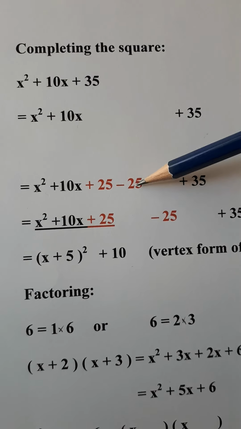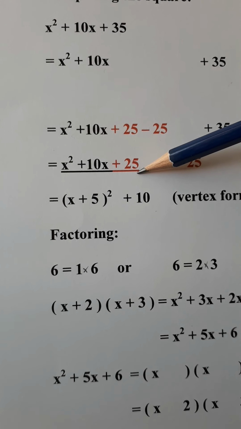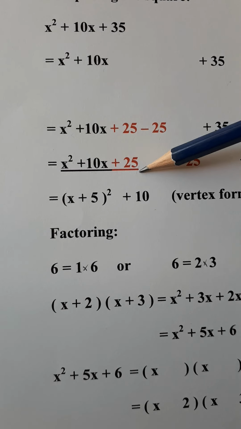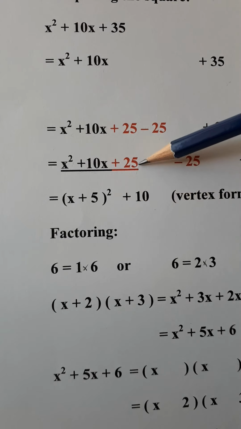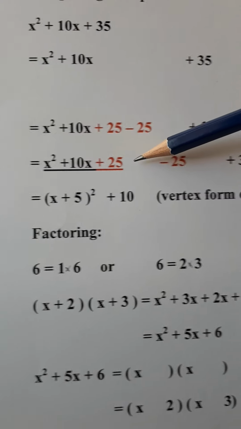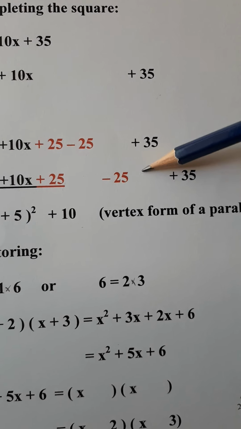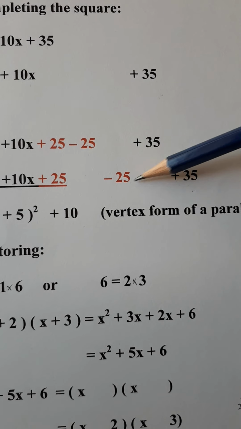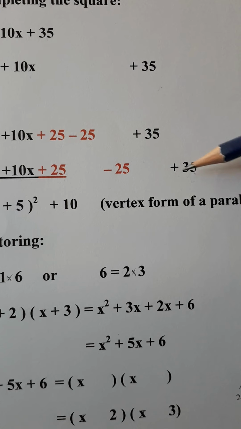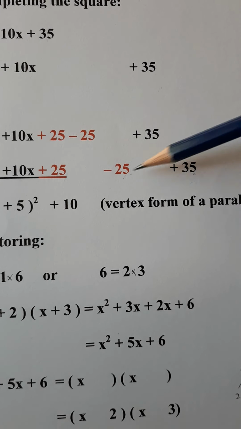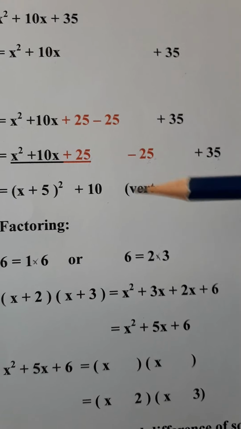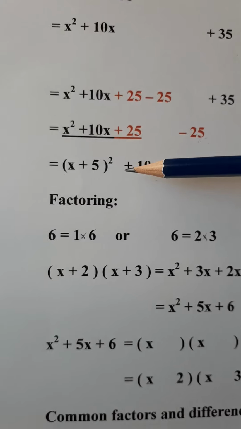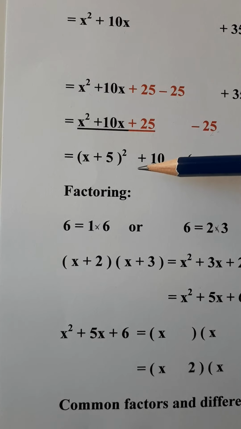Now at this moment we know that this is a perfect square. We can replace this underlined section by x plus 5 squared. And now we simply add these two numbers together. Minus 25 plus 35. You lost $25 but you gained $35, so the answer is plus 10. So it's called the vertex form of your parabola. We'll see more details later.